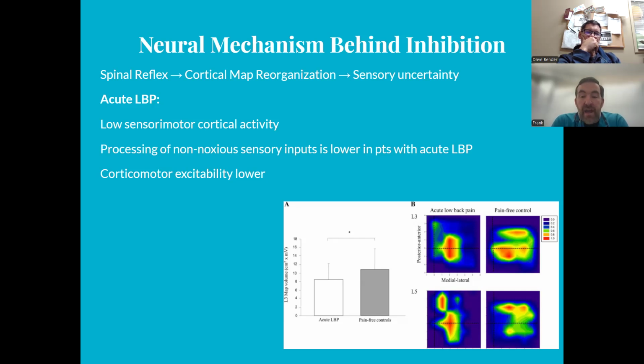So just in general, the afferent for that area is going down in people with acute low back pain, and that cortical motor excitability is lowered as well. So all big, very big prime targets for dry needling.